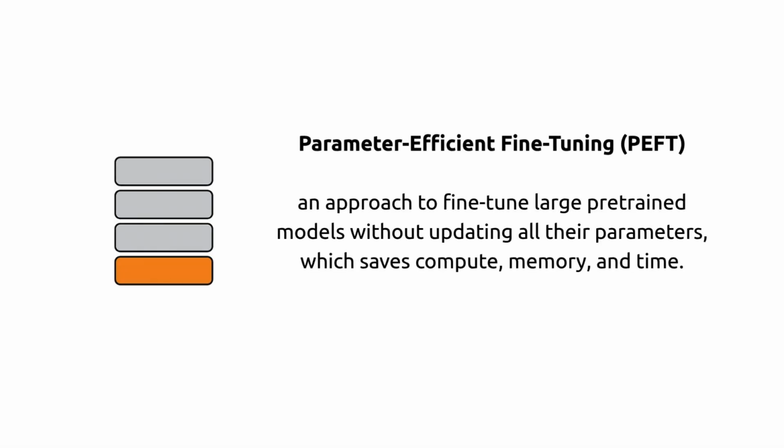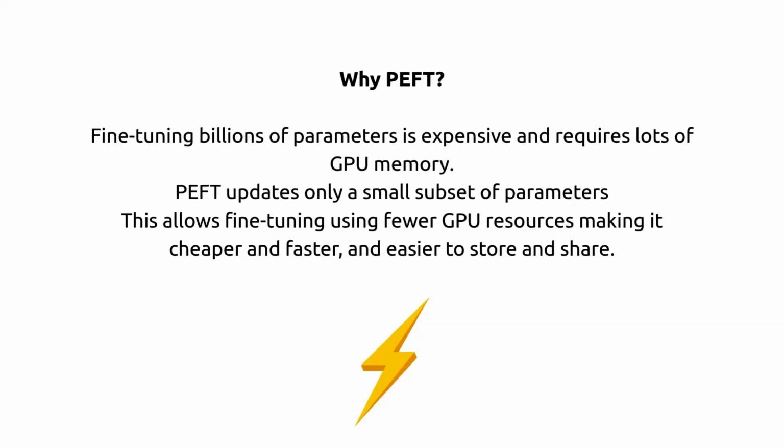Now, to start, let's cover the basics of parameter efficient fine-tuning. What is parameter efficient fine-tuning, or PEFT? PEFT is an approach to fine-tune large pre-trained models without updating all their parameters, which saves compute, memory, and time. Why do we need PEFT? Well, fine-tuning billions of parameters is expensive and requires lots of GPU memory. PEFT updates only a small subset of parameters. This allows fine-tuning using fewer GPU resources, making it cheaper and faster and easier to store and share.